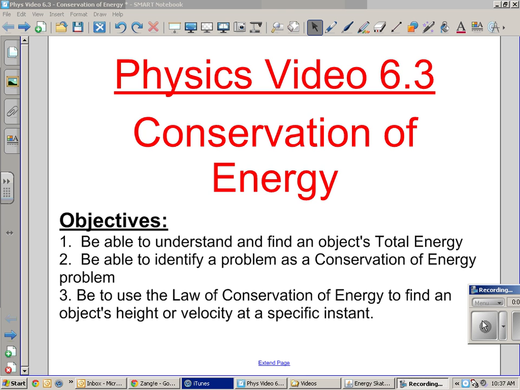Okay. So thirdly, once you've identified a problem as being a conservation of energy problem, you should be able to use the law of conservation of energy to find an object's height or velocity at a specific instant. Okay, so this third bullet point is really the main point of this video. I guess the first two, or last two. Man, tough time talking today.